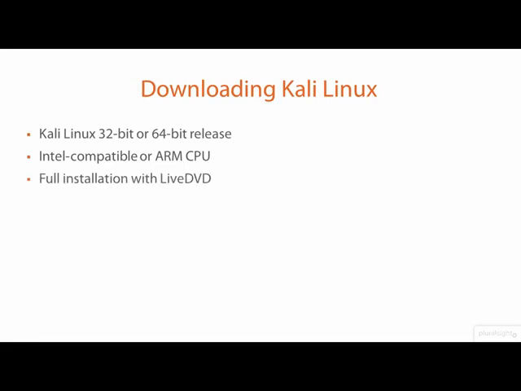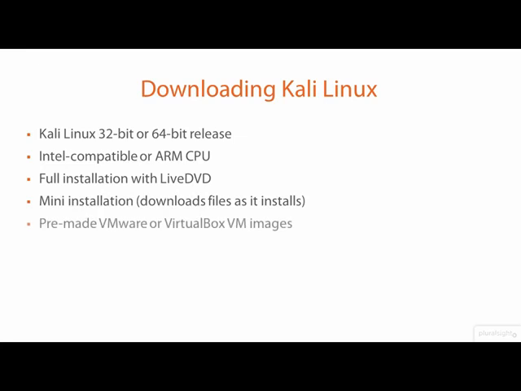There are a few choices to be made before downloading Kali, including running Kali 32-bit or 64-bit and on a computer with an Intel-compatible or ARM processor. You must also decide if you want the full installation image of Kali with live DVD support, a mini installation of Kali that downloads the files it needs from the internet, or downloading Kali as a pre-built VMware or VirtualBox virtual machine image. Let's surf to the Kali download page and get us a copy.